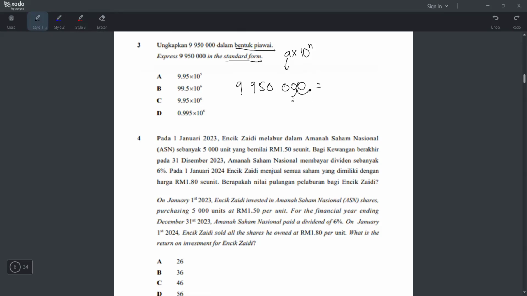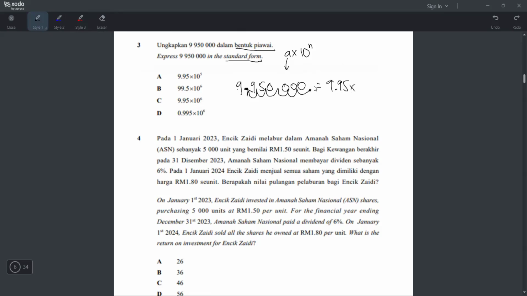And you have to move until when? So 1, 2, 3, 4, 5, 6. You move until here, right? Why move until here? Because when your decimal point is here, then there's only one digit before the decimal, right? So now it becomes 9.95, right?